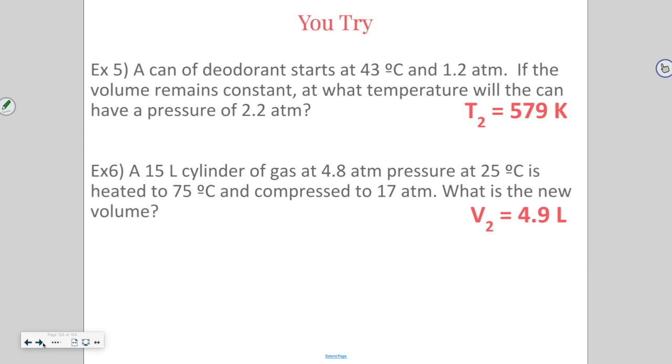All right, so now that you're done, you should have found that your temperature for number 5 is 579, and your volume for number 6 should have been 4.9.